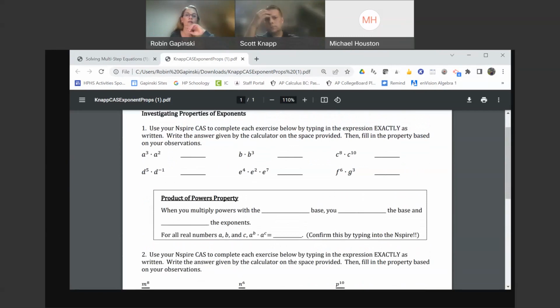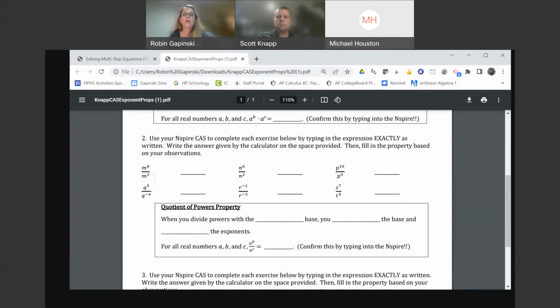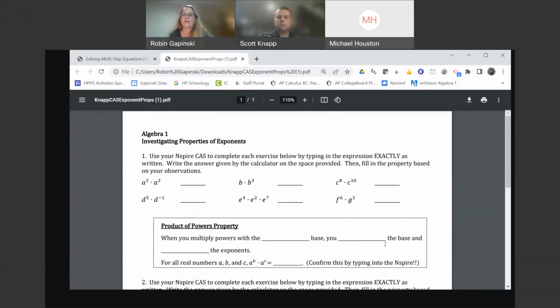What's A cubed times A to the second? We tell them don't do anything by hand. And then you see if they can come up with the rule. Depending on the level of your learners, you might say, could you come up with a rule for what you see occurring? Or you can have it more directive with a fill in the blank like we did here. And we can go through the different operations in an activity, and then you bring the students back together and you have them drive the math.